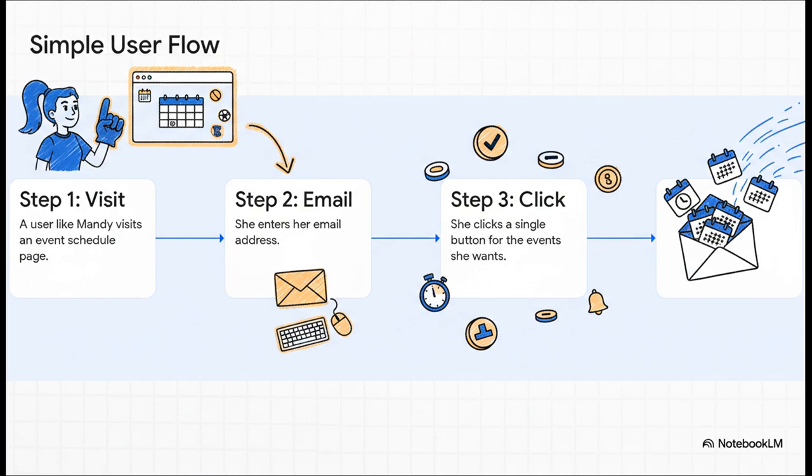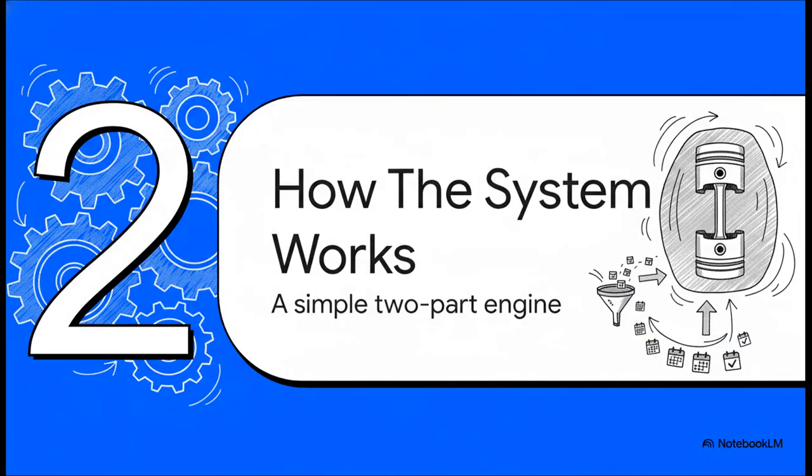Just imagine a fan, let's call her Mandy. She goes to her favorite team's schedules page. She pops in her email just once, and then she just clicks the game she wants to follow. That's it. Instantly, trackable calendar invites are sent right to her inbox. So simple. So, what's happening behind the scenes to make this all work?